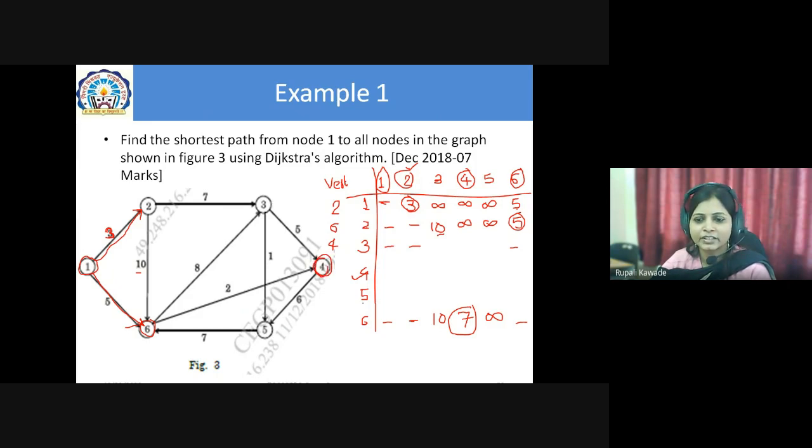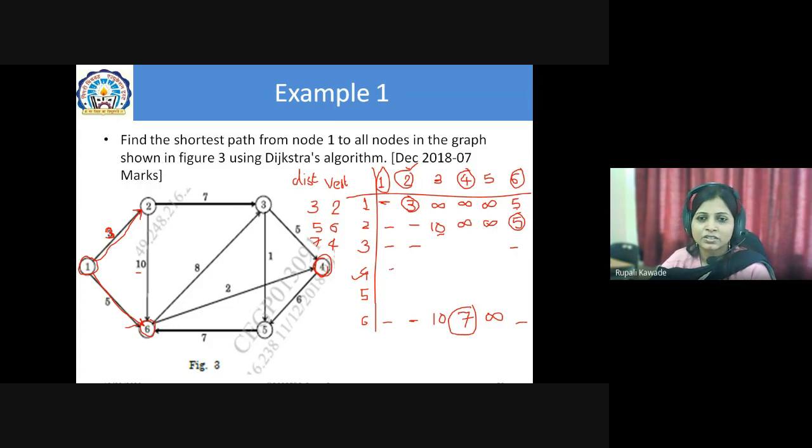So simultaneously we need to write the minimum distance too. You can make one more column and write here the distance or the cost. So vertex 2, what is the minimum distance? 3. For vertex 6, what is the minimum distance? 5. For vertex 4, what is the minimum distance? 7, right? Now next we came to the fourth node.